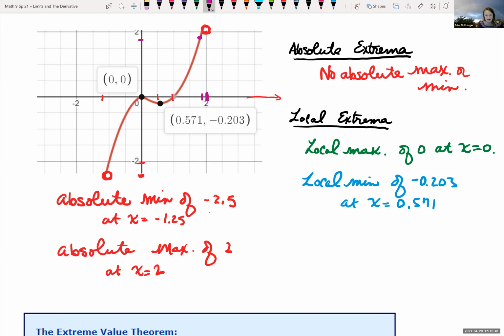I could choose 1.99. Well, you could choose something that was even closer to 2 that would give me an even higher y value. And so there's no single number that's going to give you the highest y value on that graph. And so if this is an open circle, they're not included in the domain, then in this case, there would be no absolute max and absolute min. So if these are open.